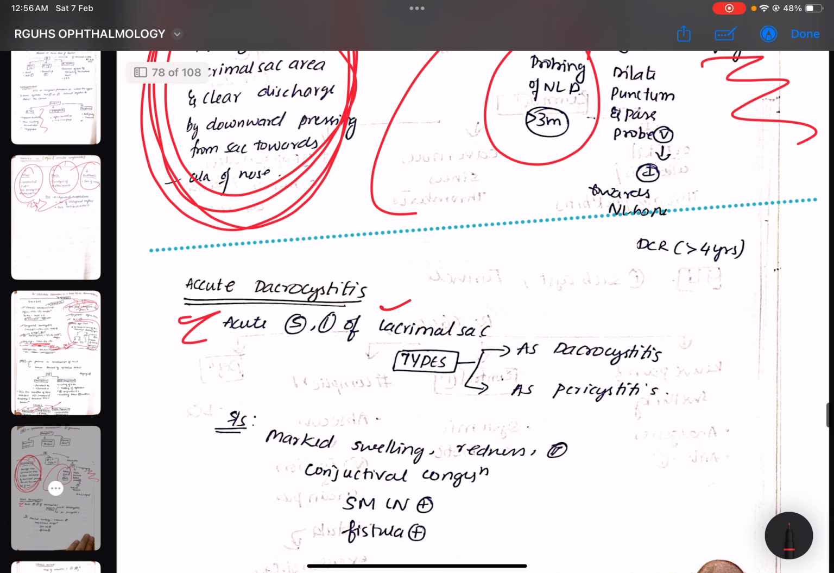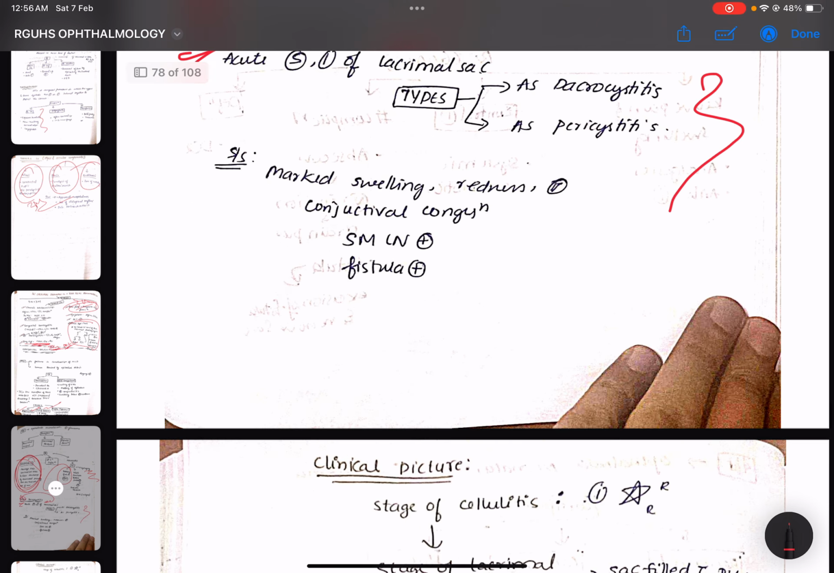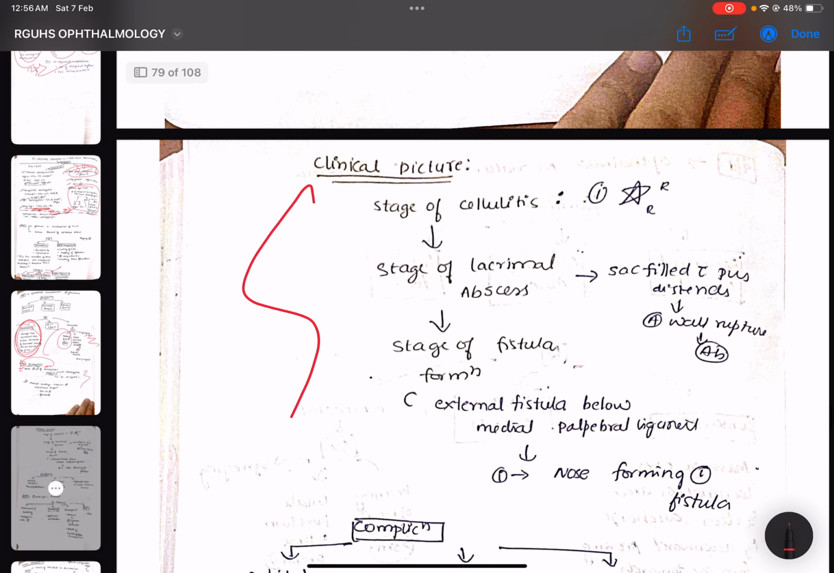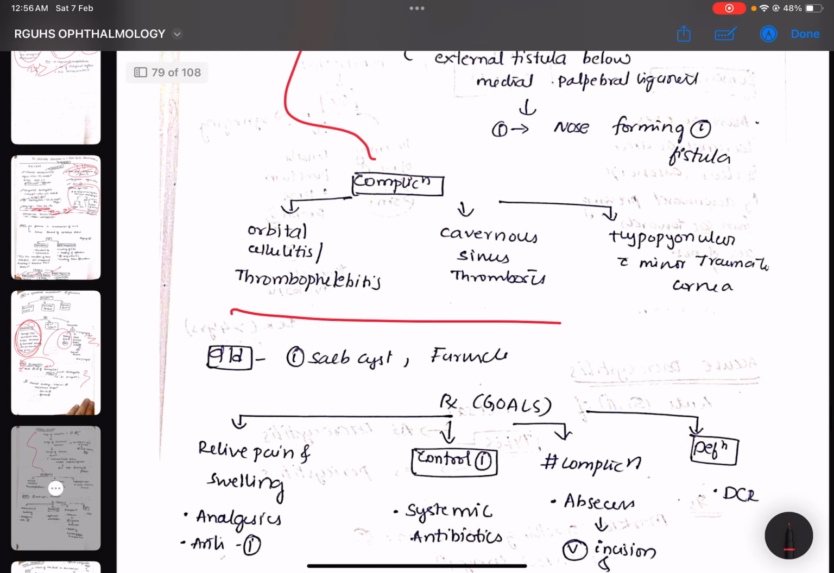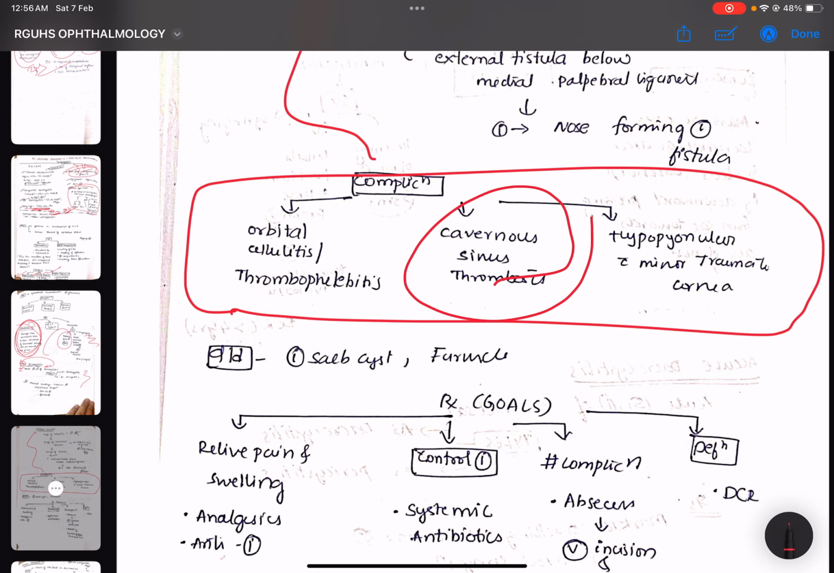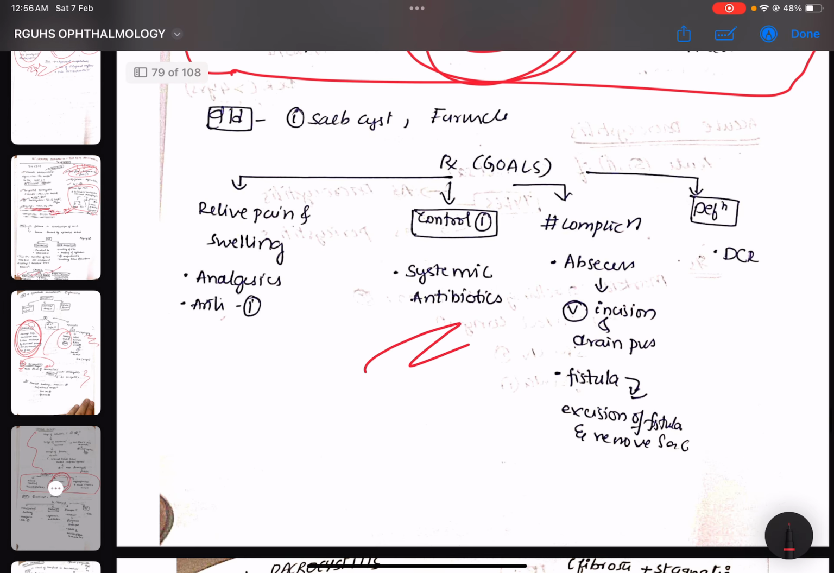If it's getting infectious, it is called acute dacryocystitis. Again, you can write the same infectious disease things. Everything is the same, but one thing which you miss is cavernous sinus thrombosis. So make sure you write that out. To control infection and to prevent complication, these are the things which you do.